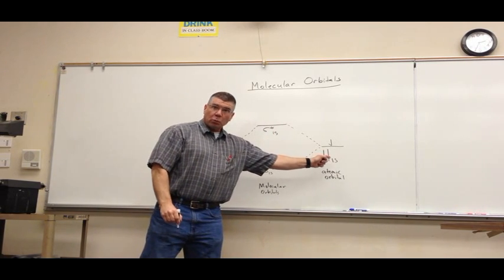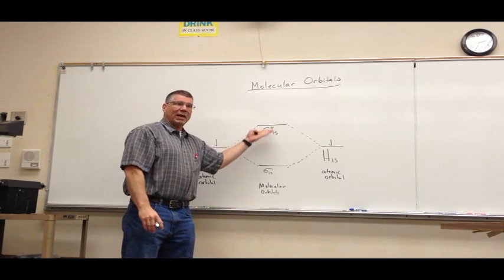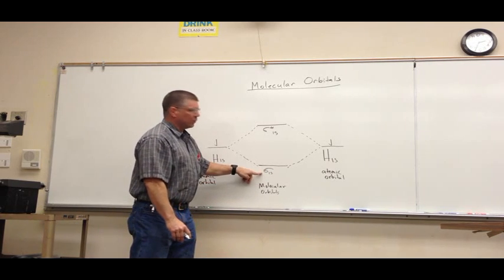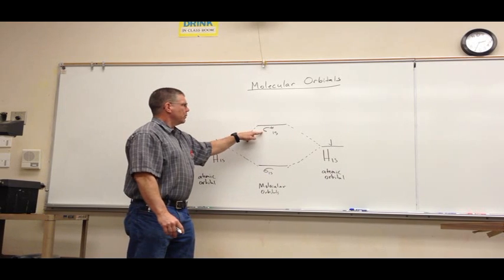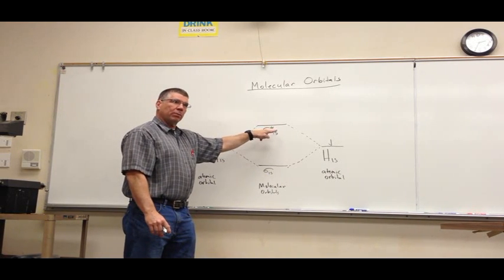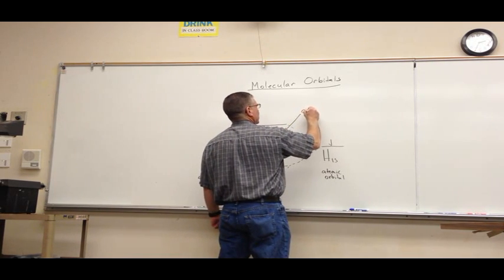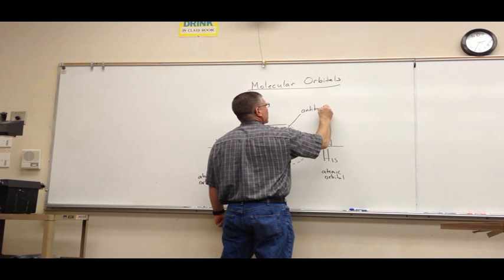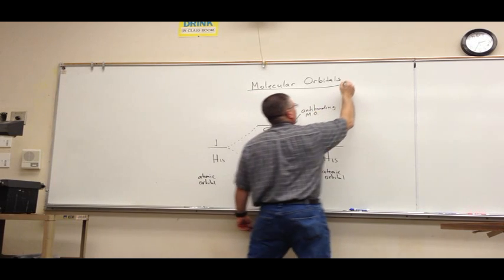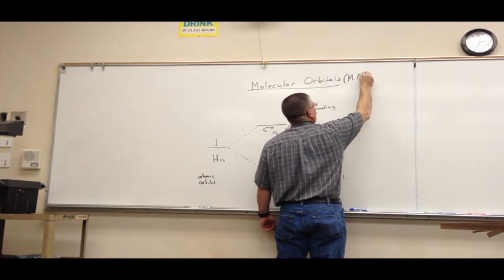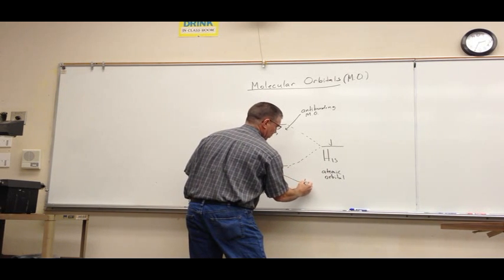Take these two atomic orbitals, one from each hydrogen atom that are coming together, combine them, and we get two molecular orbitals. Right? This is supposed to be a Greek letter sigma. It's a sigma 1s molecular orbital. This is also supposed to be a sigma star 1s. The stars represent what we call anti-bonding. This one represents what we call a bonding molecular orbital.